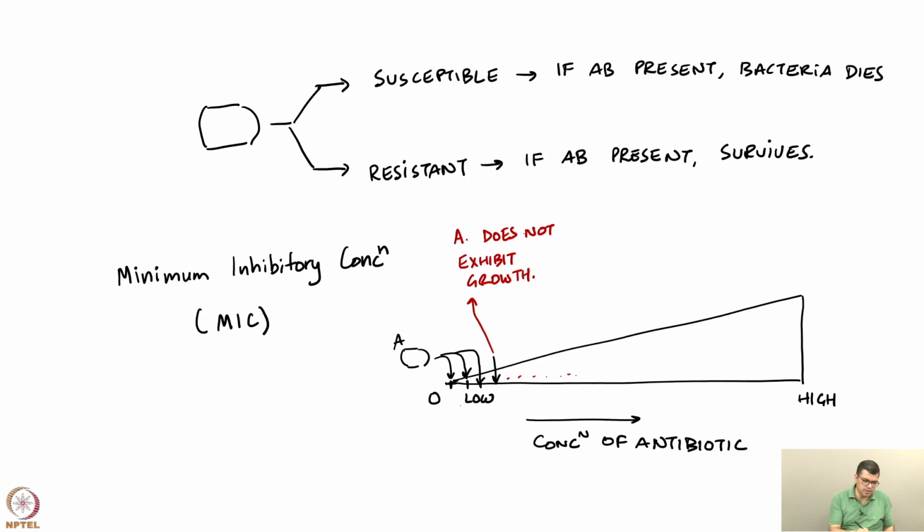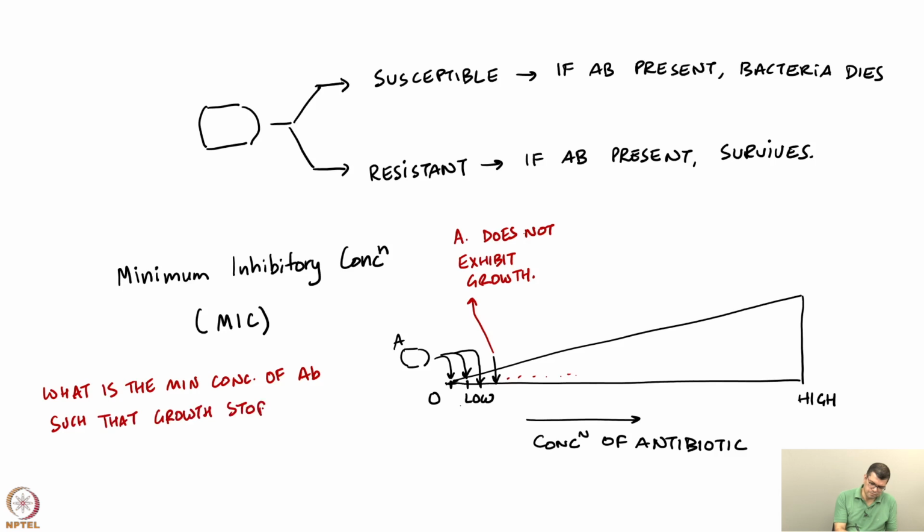So, the question that we ask is, what is the minimum concentration of antibiotic such that growth will stop? And this concentration, the minimum concentration at which growth stops, is called MIC. So, let us call this concentration Ca. So, MIC for strain A, for E. coli variant A, is just Ca.